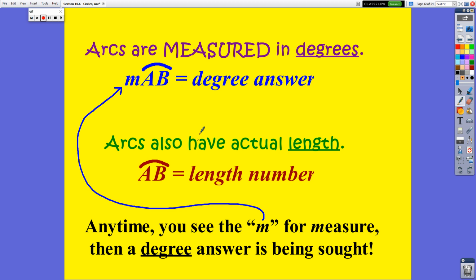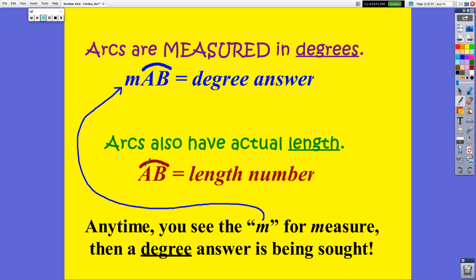And so arcs can be measured, and I mentioned this before, arcs can be measured in degrees, but arcs can also actually have length, curved length. And so how are you going to know the difference if I want a degree answer versus if I want a length answer? And that's all about this M that may or may not be in front of your arc symbol. Okay? So if I said, what is the measure of an arc, then anytime you see that M, then I'm asking for a degree answer. I'm looking for something between 0 and 360 degrees.